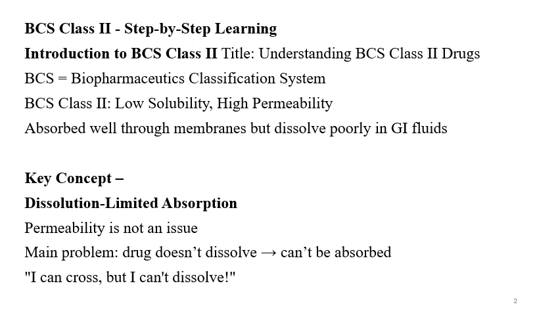BCS is a biopharmaceutics classification system which divides different drugs into four categories: BCS class 1, 2, 3 and 4. So out of these four classes, BCS class 2 have the low solubility and high permeability. These are absorbed well through the membranes but dissolve poorly in the GI fluids. So if you achieve the dissolution, then you can achieve the bioavailability because there is no problem in the absorption. Only dissolution and solubility plays the critical role.